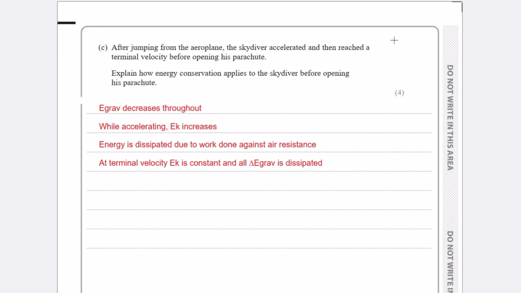Now, when the skydiver reaches terminal velocity, kinetic energy becomes constant and all of the gravitational potential energy that is decreasing is dissipated due to work done against air resistance. Kinetic energy does not increase anymore the moment the skydiver reaches terminal velocity.